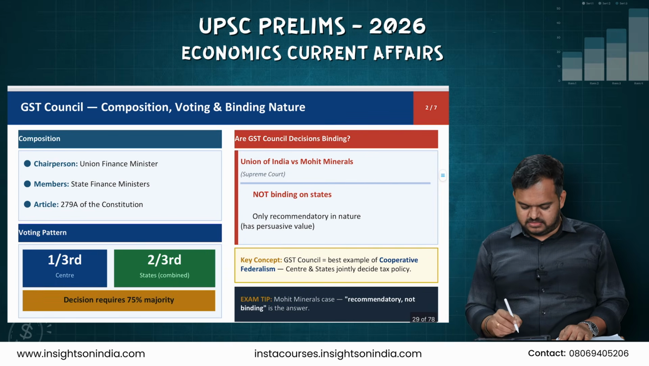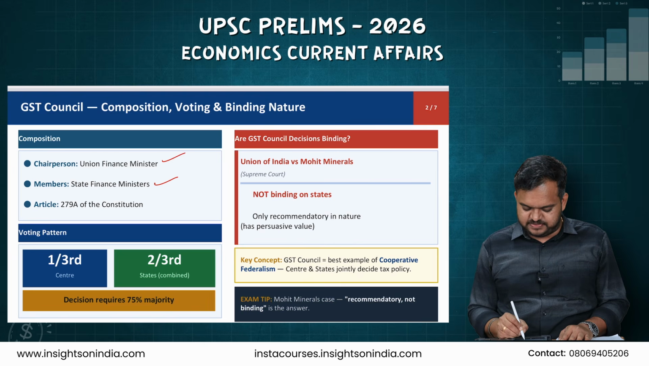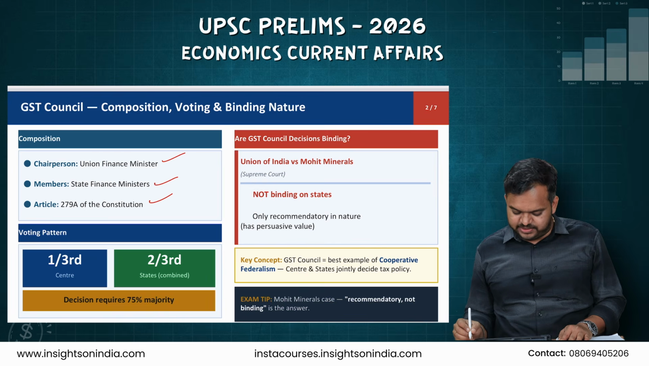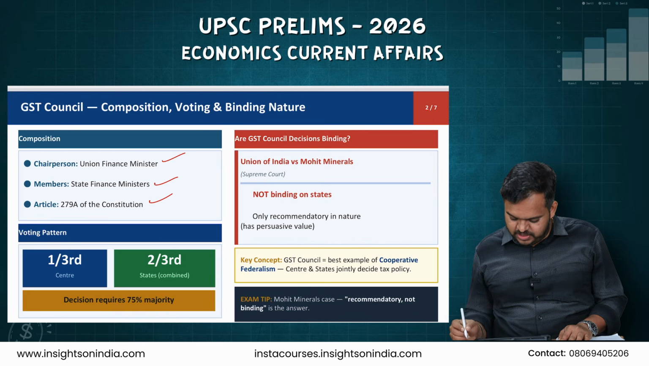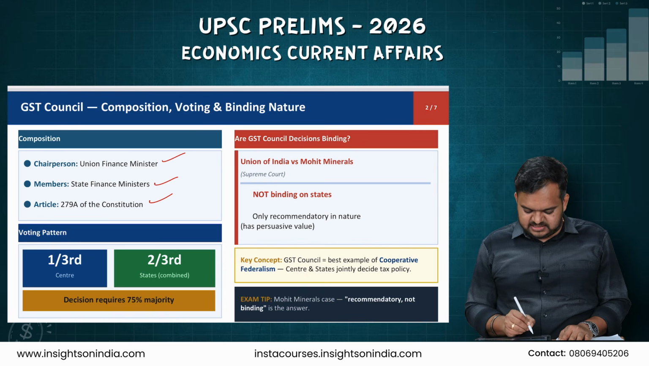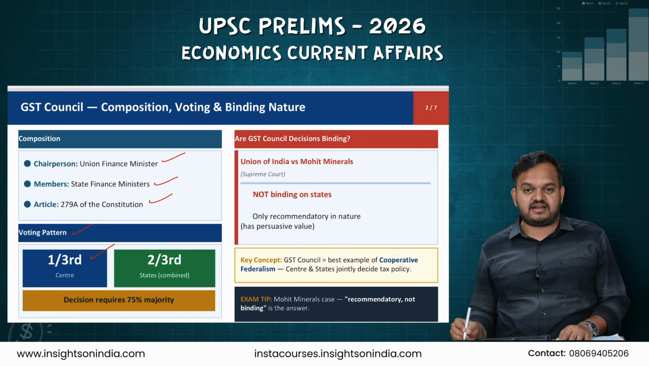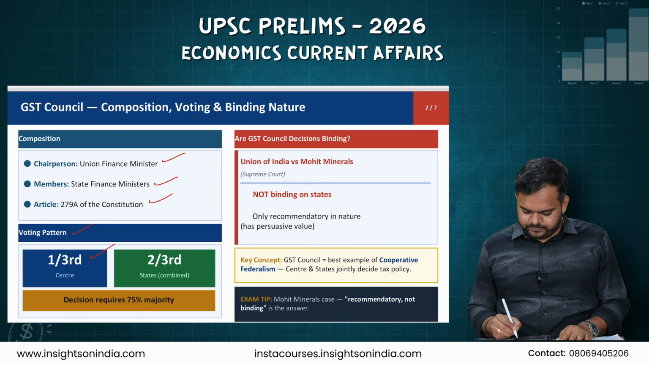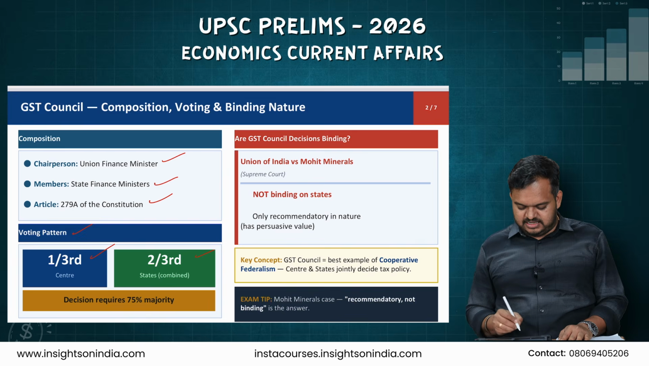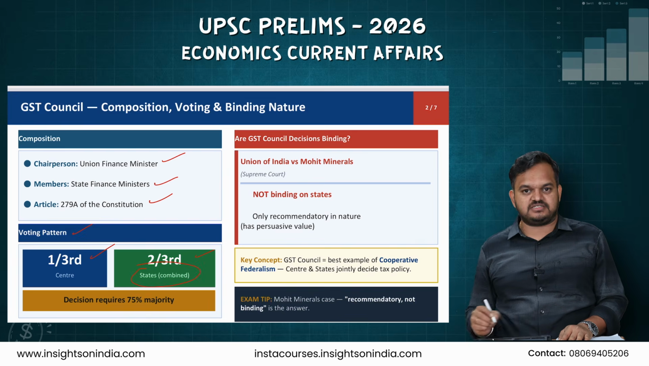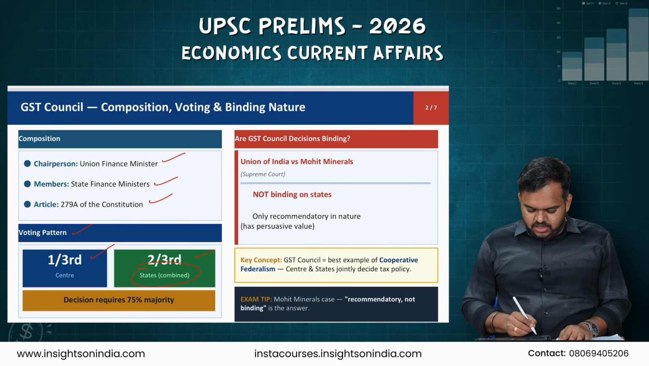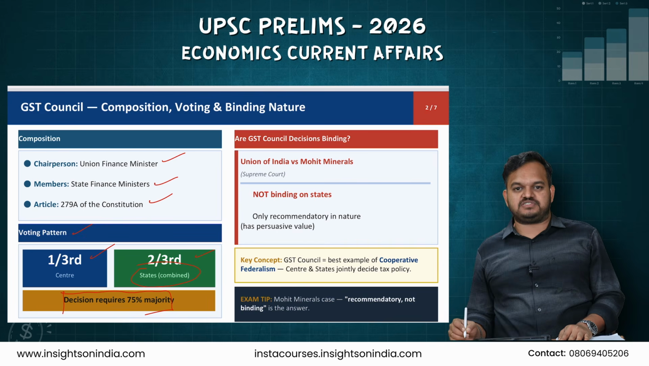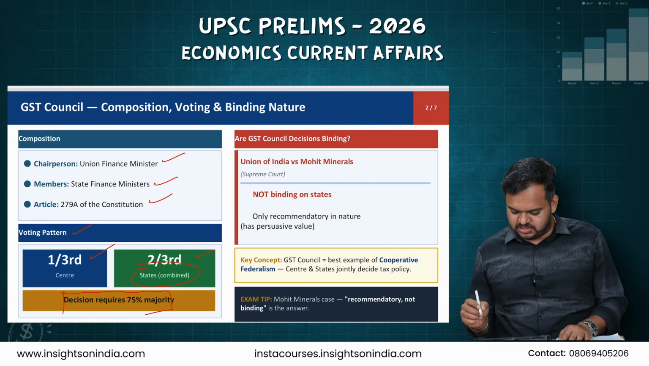GST Council, again you know that the chairperson is the Finance Minister, and members are the State Finance Ministers. Article 279A led to the introduction of the GST Council. And what is the voting pattern? The Center has 1/3 of the voting power, and the rest 2/3 belongs to the states, overall all the states combined. If a decision has to be passed, it should be voted with a 75% majority, right? You all know these basics.